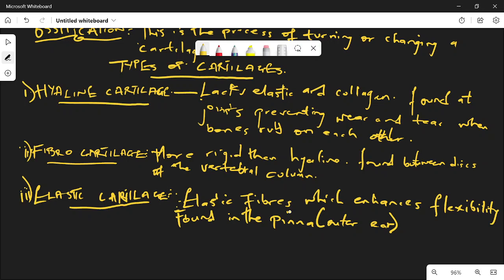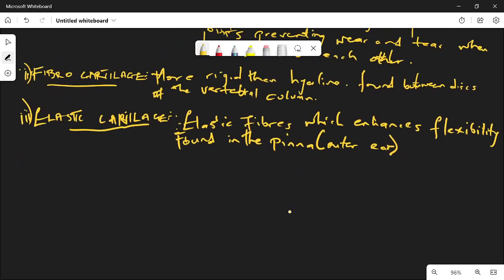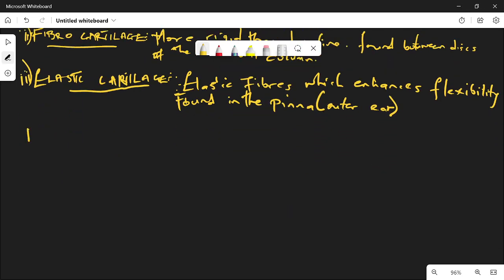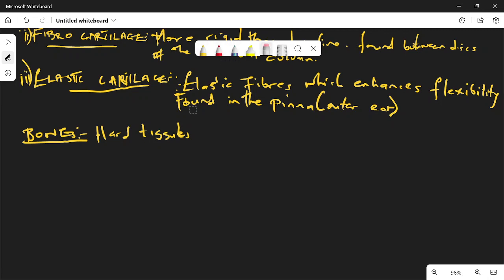Now, let's talk more on the bones. So we said that bones are hard tissues. Remember I told us just now that it is the cartilages that mature or develop into bones. So we have the cartilages developing into what we refer to as the bones.